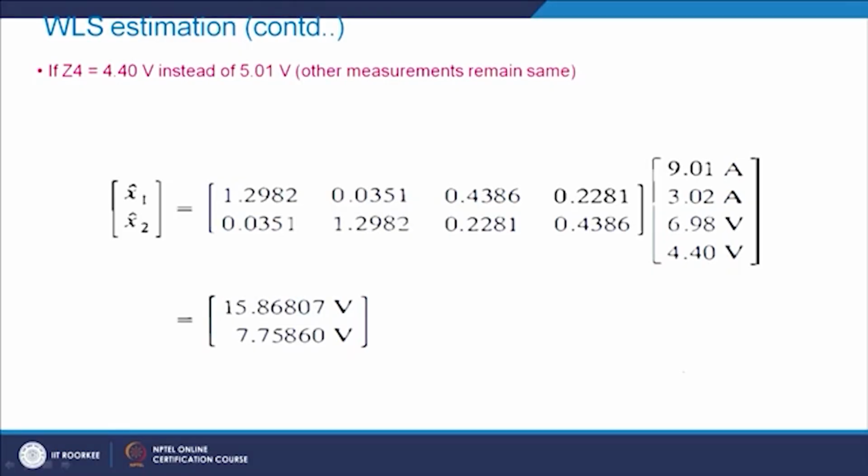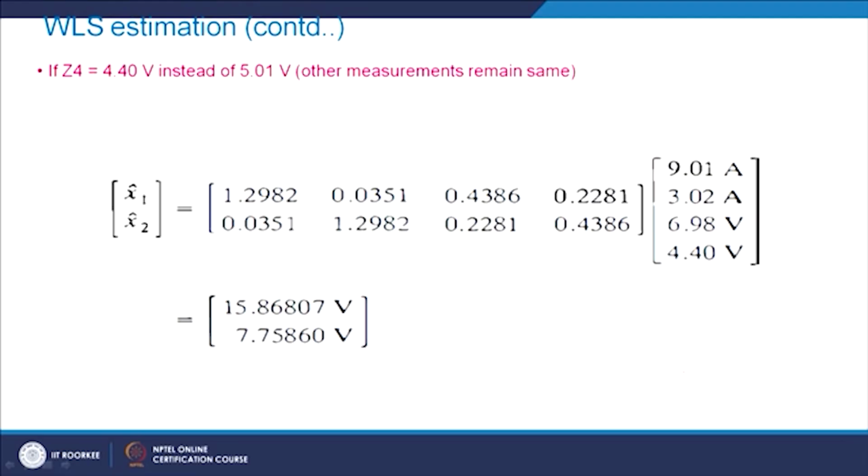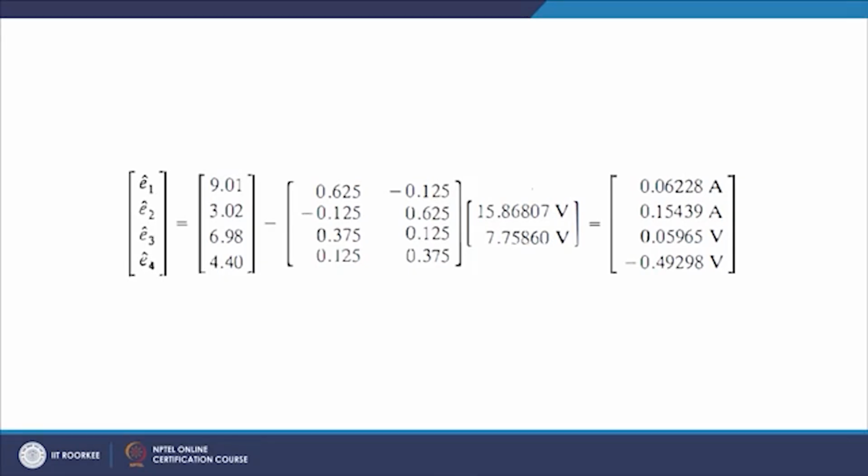So, if we use 4.4 and again do the same analysis, then I get this value. You can see that earlier my estimated values were almost 16.00 and 8.0, but now my values are 15.86 and 7.75. So, these have now changed considerably. And if I now compute the estimated errors, they are now much more increased.